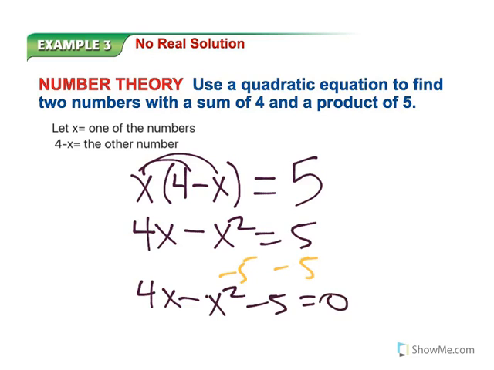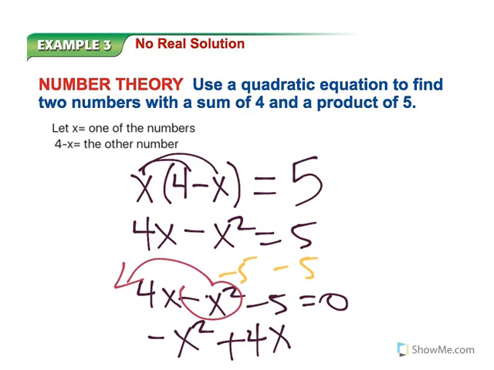The only problem is, this is not in the correct order. The x squared term has to be first. Okay, so we're going to move that to the front, and we're going to get negative x squared plus 4x minus 5 equals 0. Now this is the equation I can actually work with. Now what you can do is to see if this is even possible, you can graph this.